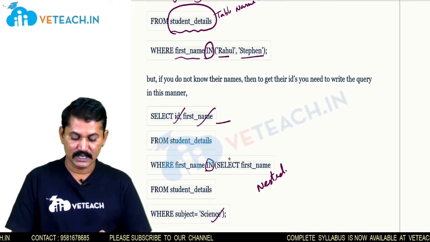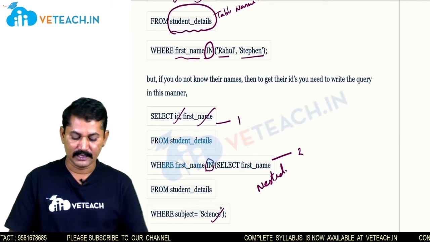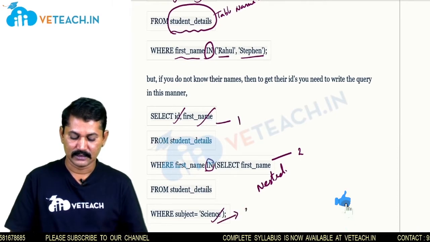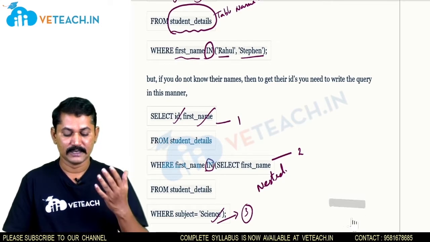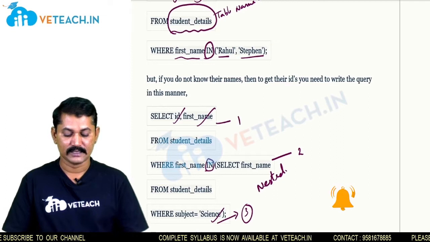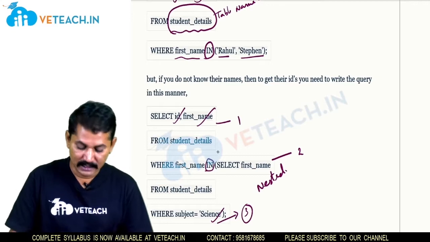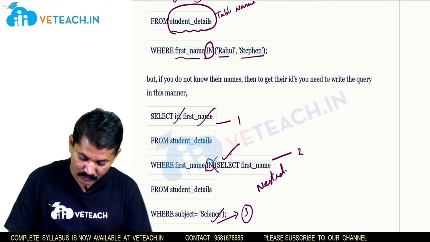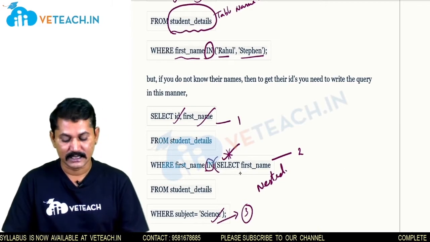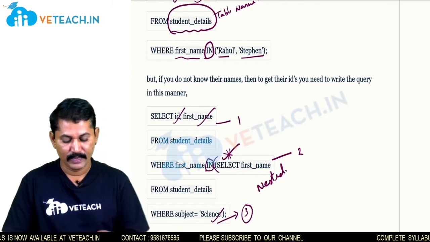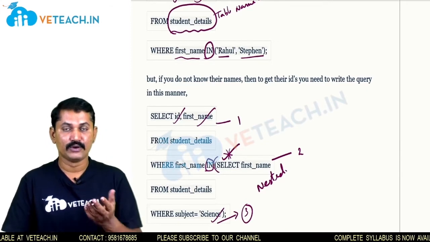This is the first query, and we are writing the where clause, that is the second one. Again we are writing another one, this is the third one. We are checking the details of a student. If we don't know the names, we select the ID and first name from student details. This is the first one. Where first name in, again in the in condition I am writing another query. That means again a select statement, that is, select the first name from student details. That is how we select student details when we don't know the names.